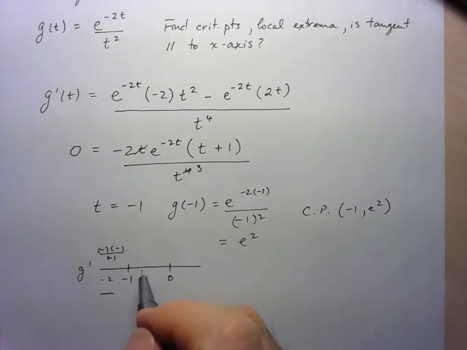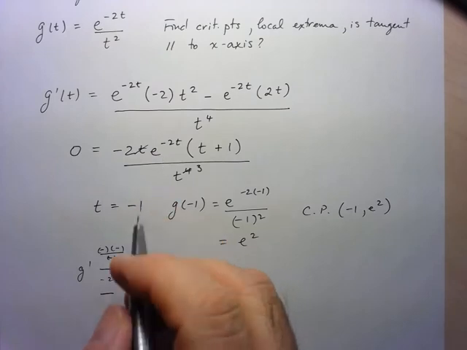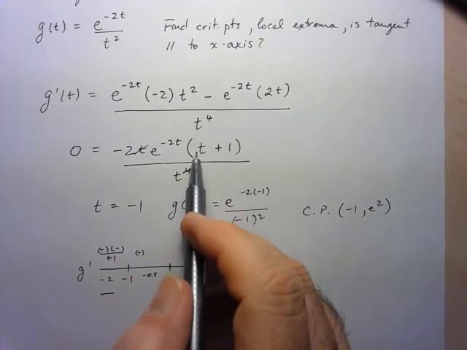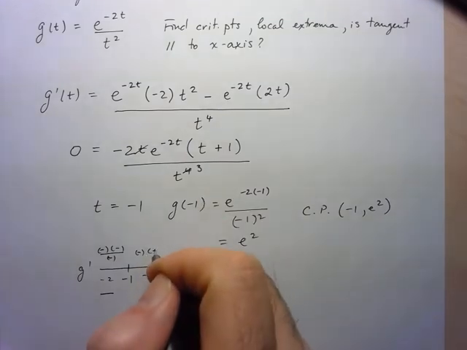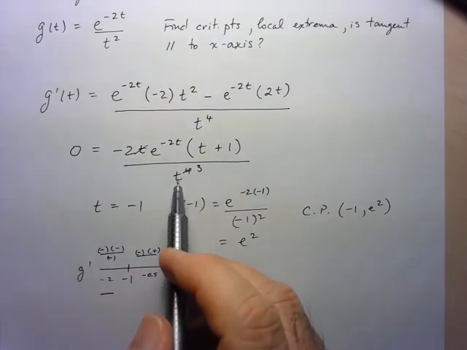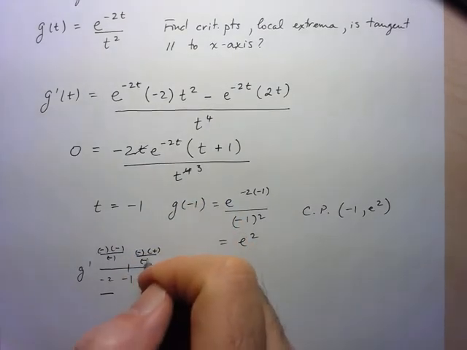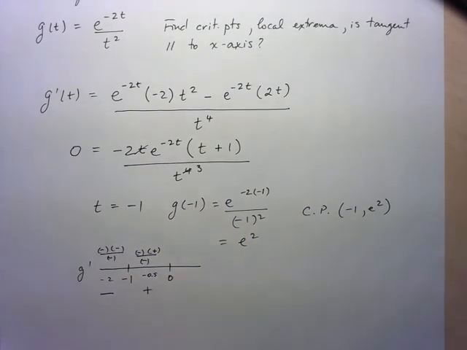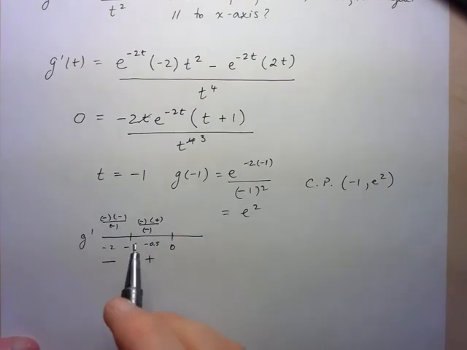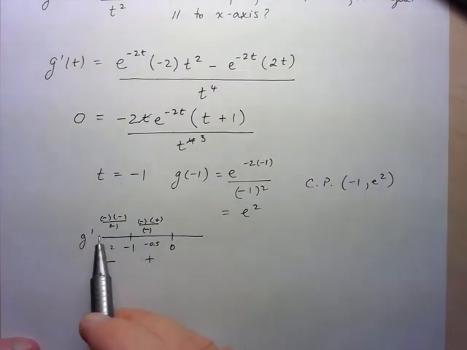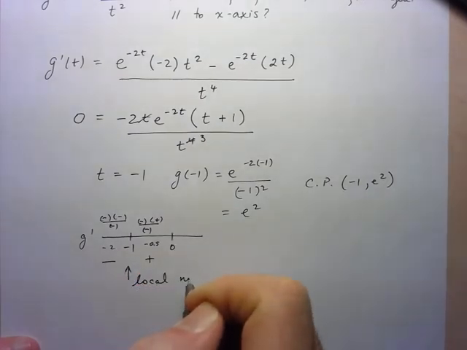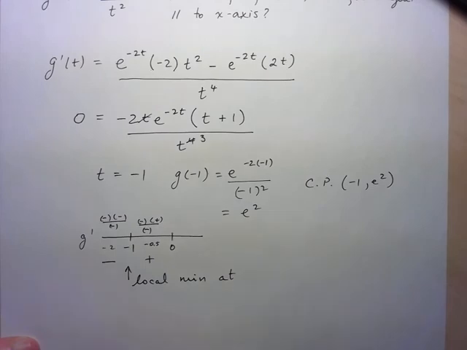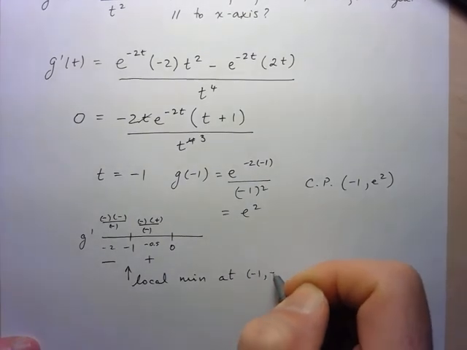Okay, and let's pick, say, something like negative 0.5. Okay, we still have this negative out front. Okay, this now becomes positive because negative 0.5 plus 1 is a positive number, and the denominator, negative 0.5 cubed, is still going to be negative. Okay, so now this is just going to be positive. So because we're switching from negative to positive, in other words, from decreasing to increasing, we have a local min at our critical point of negative 1, e squared.